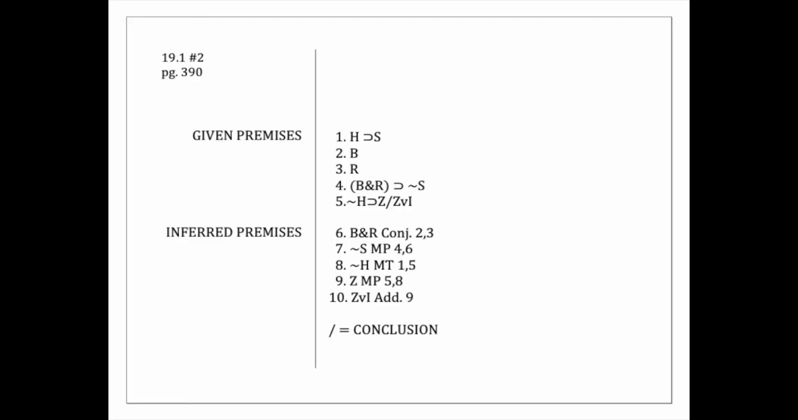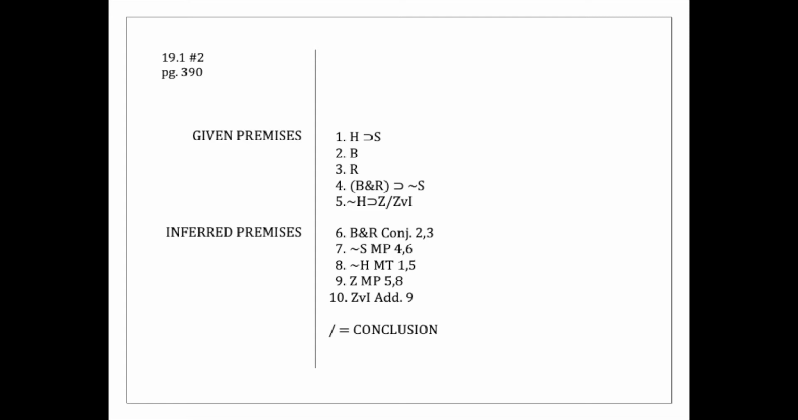Let's go ahead and look at the first example, 19.1, number 2. You'll see the given information is 5 premises. Premise 1, if H then S. Premise 2, B. Premise 3, R. Premise 4, if B and R, then tilde S. Premise 5, if tilde H, then Z. Therefore, Z or I.